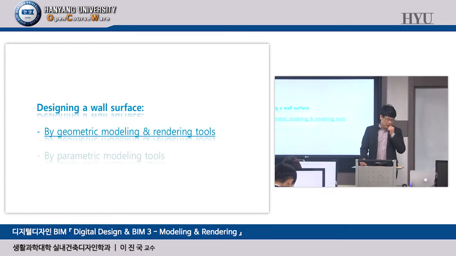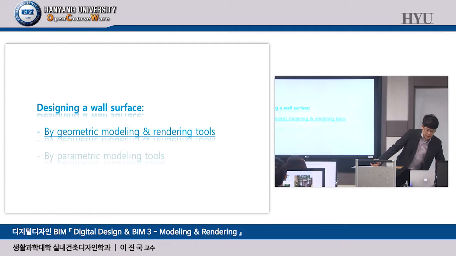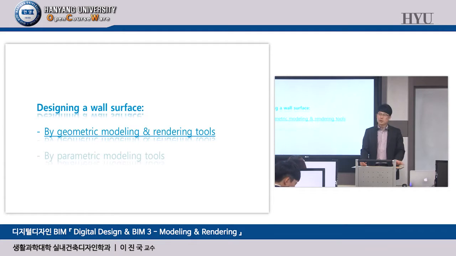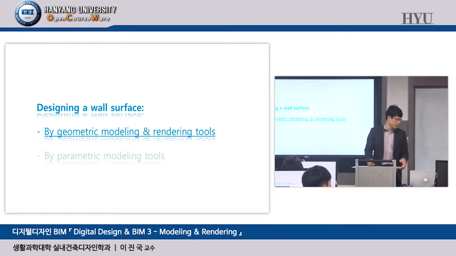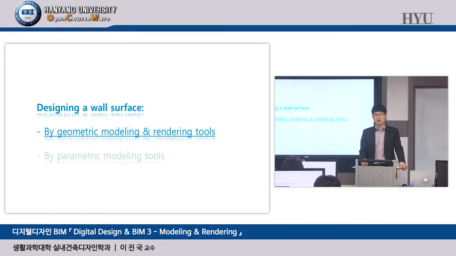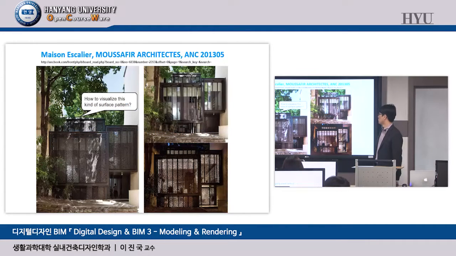Okay, let's quickly finish the rest of the slides and then move to the lab exercise. Let's think about we are designing a wall surface, okay? Two approaches. The first one is geometric modeling and rendering tools, the design visualization tools we have learned and used for general design, like 3ds Max and SketchUp. And another one is the parametric modeling approach. Let's quickly take a look.